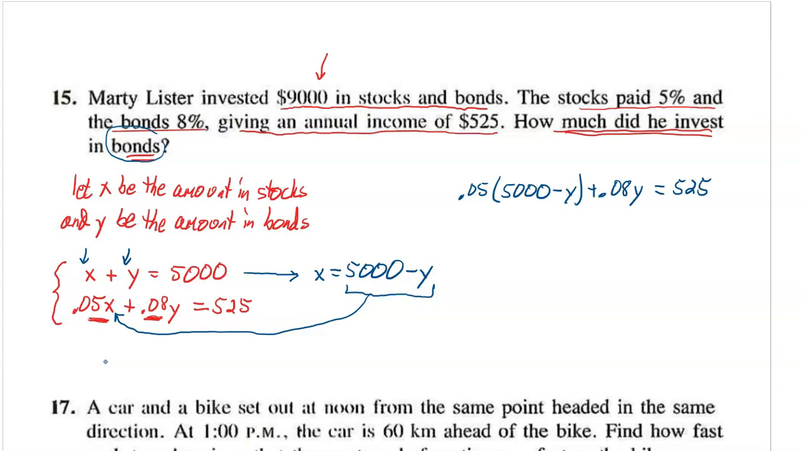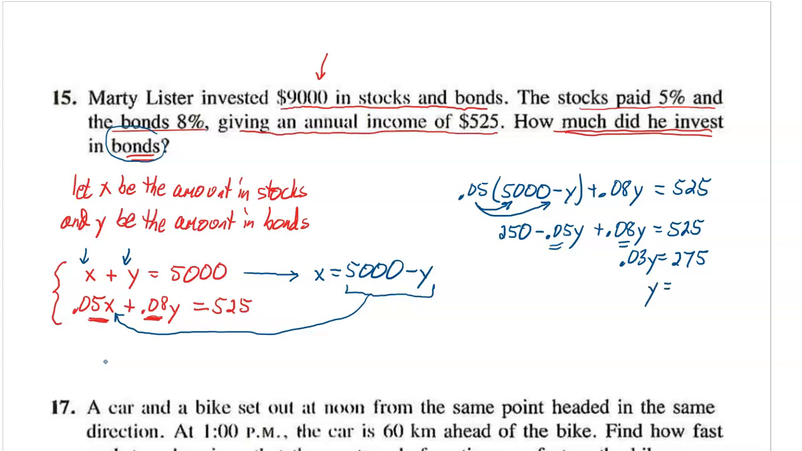Let's do some distributive property. We're going to have to multiply right here. This makes 250 minus 0.05y. And then there's the plus 0.08y, and the equals 525. I'm going to subtract the 250 to the other side. 525 subtract 250 makes 275. And I will combine like terms, this y term and this y term, combining together makes 0.03y.